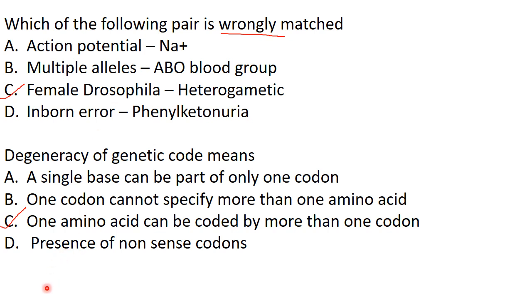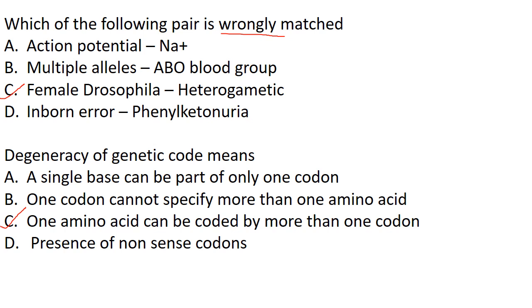Then next one. Which of the following pair is wrongly matched? Action potential Na plus, multiple alleles ABO blood group, female Drosophila heterogametic. Female Drosophila is homogametic but male Drosophila are heterogametic and have XY chromosomes, while the females are homogametic and have two similar sex chromosomes, that is X and X, just like human beings. So the answer here, they have asked for the wrongly matched one. So it is female Drosophila, heterogametic.